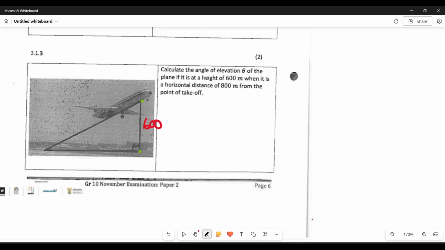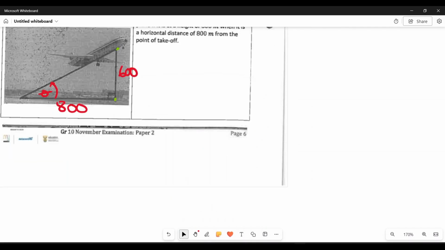My height is 600 meters. Now, when it covered a horizontal distance of 800 meters, the horizontal distance will be 800. Now, I need to calculate the angle of elevation, which is this angle right over here. So what is it that I have that I can use?